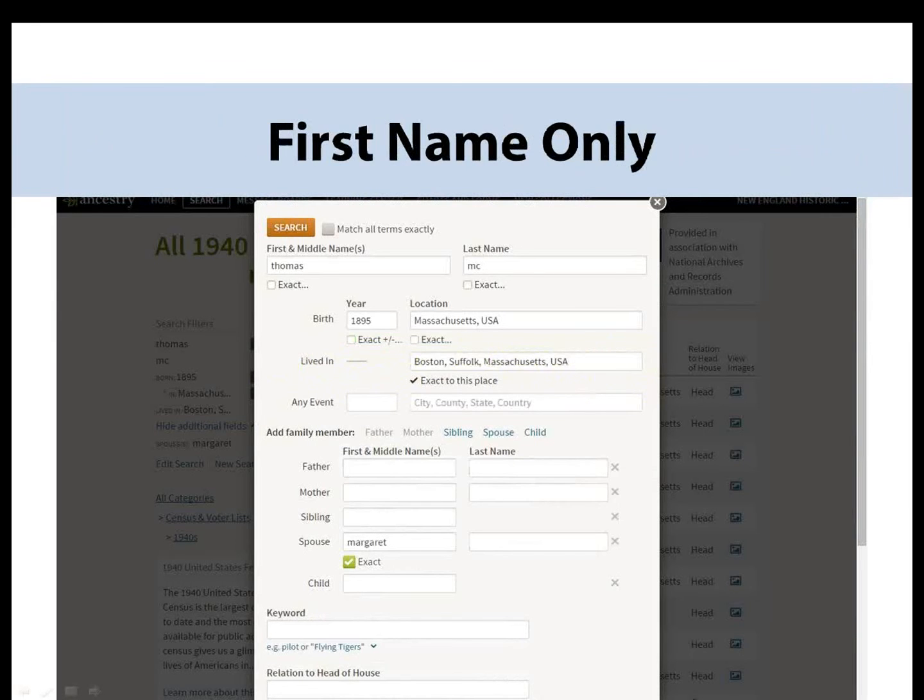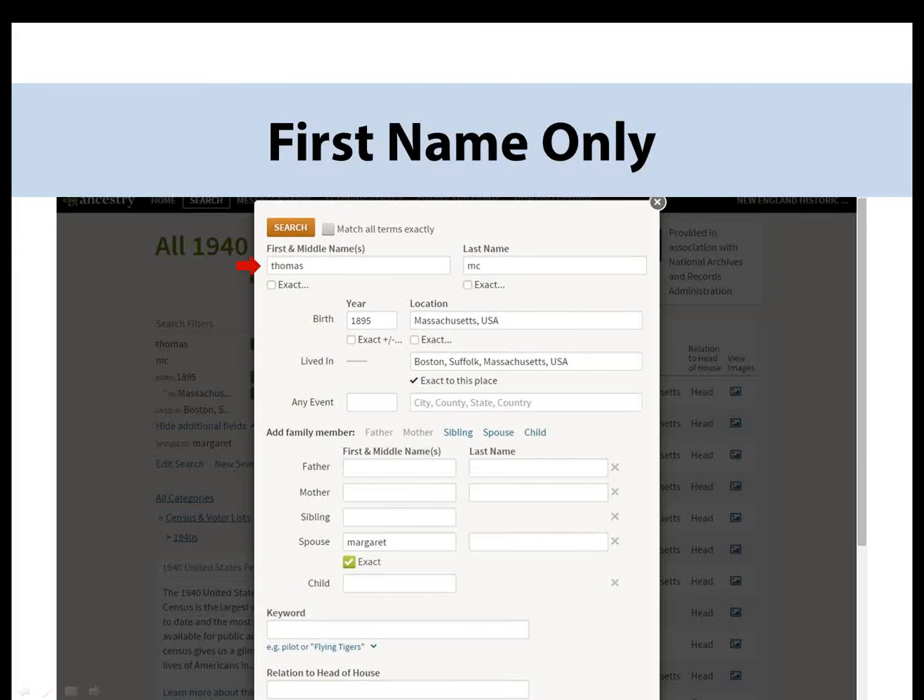But I will show you an example of a way to search by first name only. So here, we are looking for a Thomas. We're actually looking for a Thomas McClutchy, which was spelled McCluthy, and I wasn't finding it. But I knew they had to be there. They were living in Boston, Massachusetts. They didn't really move around that much. It was a larger family, so I knew that I must have been missing something.